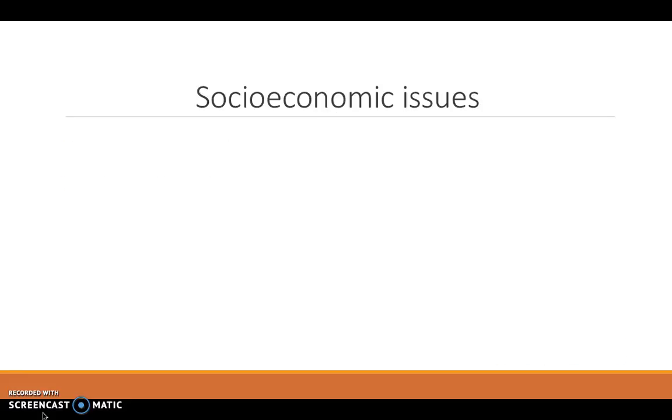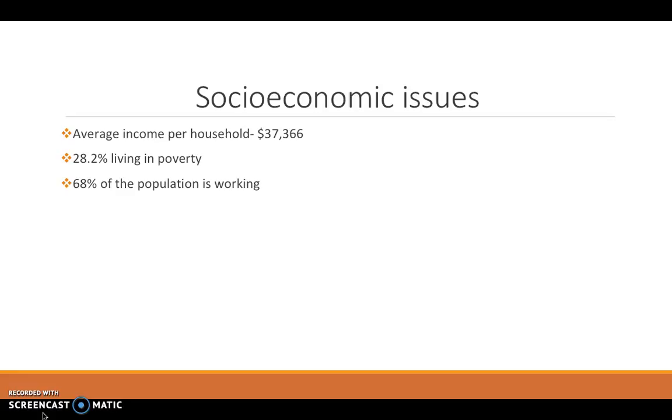Socioeconomic issues for the community of Providence are centered around money. The average income per household in Providence is $37,000 as compared to the state's level of $58,000. 28.2% of the population is living in poverty, as compared to the state's level of 12.8%. 68% of those who are 16 years and older are in the labor workforce.